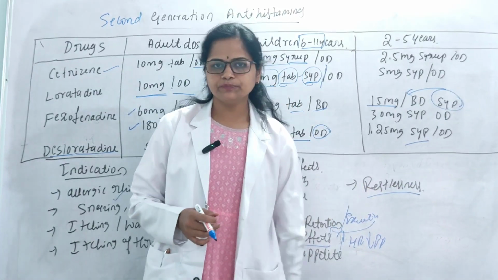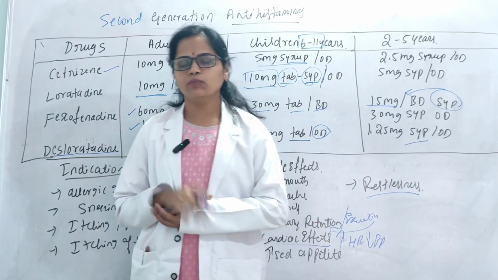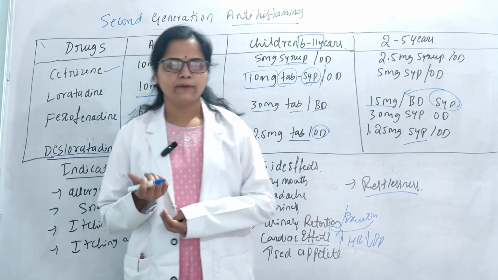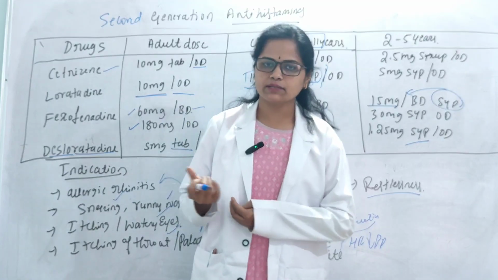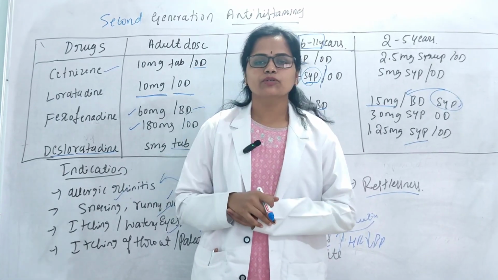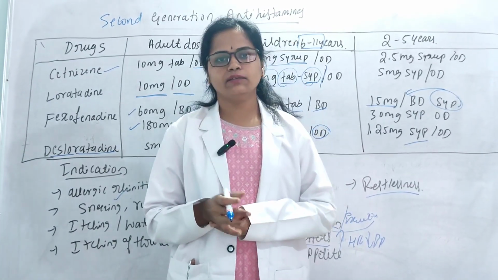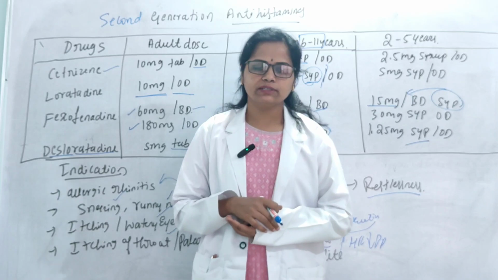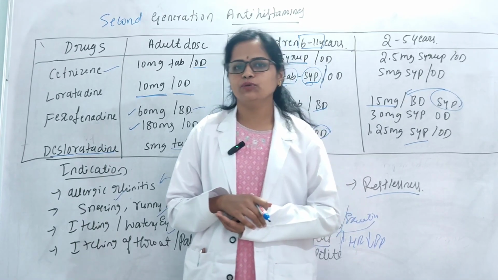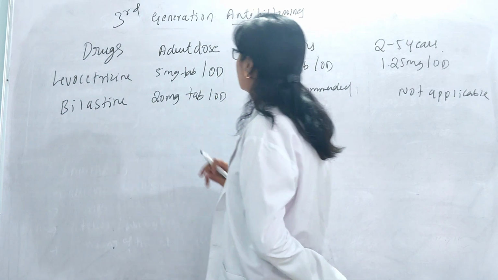Okay, next we'll see the pharmacokinetics. You already know about the pharmacokinetics, that is absorption, distribution, metabolism and excretion. Absorption occurs through the mouth, distribution occurs up to the CNS, metabolism occurs in the liver, and excretion occurs through the urine in the kidneys. Next we'll see about the third generation antihistamines.